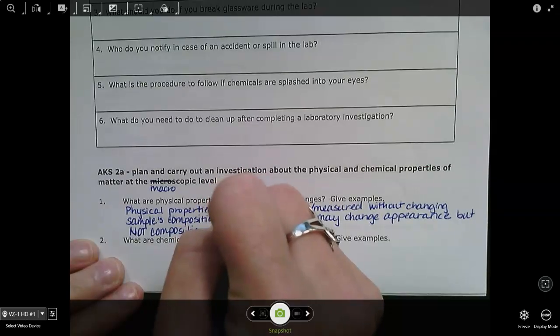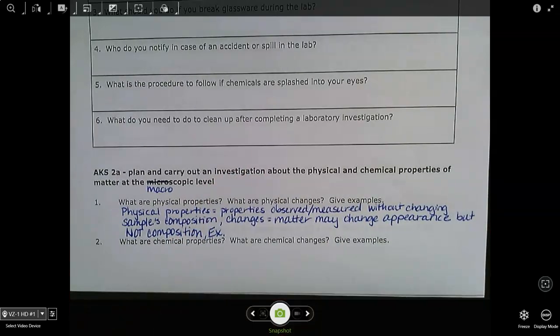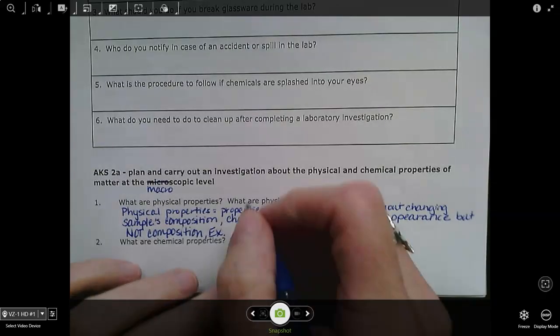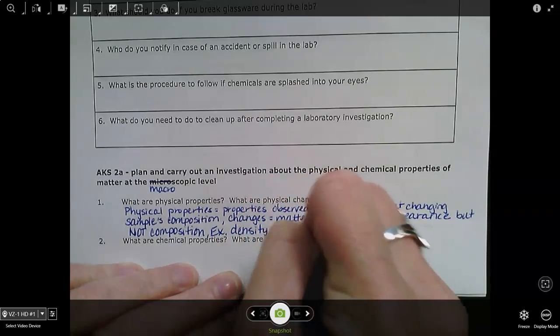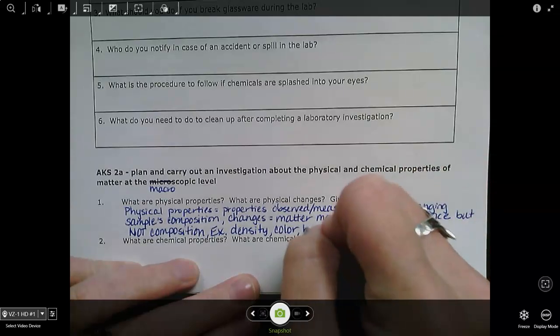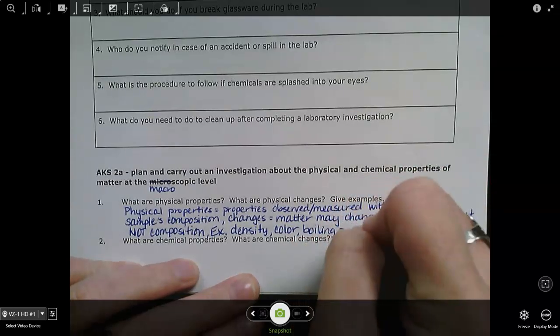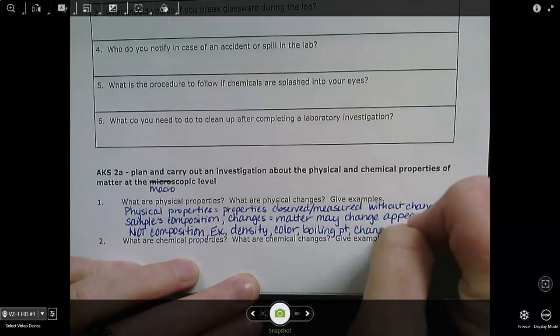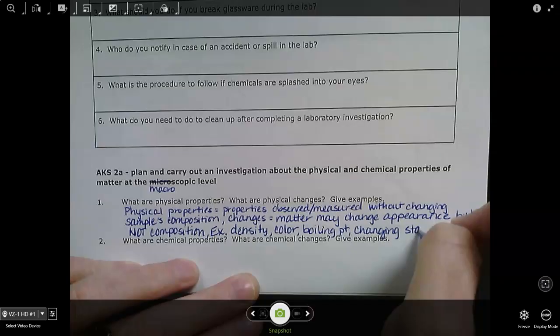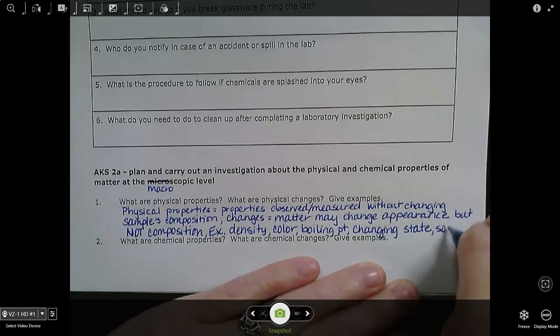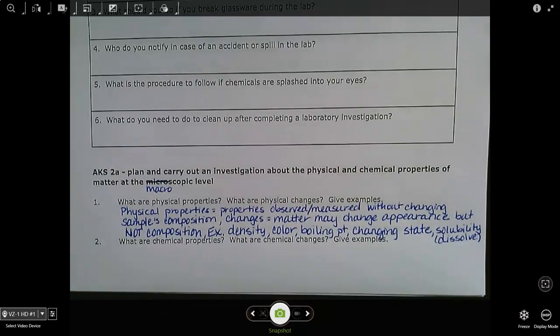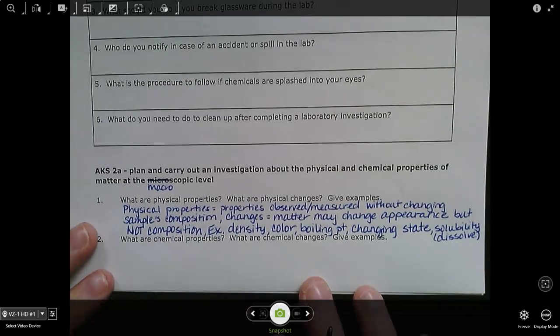So some examples of physical properties and changes would be things like density, the color, the boiling point, changing state, okay, which means going from a solid to a liquid to a gas or vice versa. Things like solubility, where that means it can dissolve into something else. That's actually a physical process. Okay, so all those are examples of physical properties.